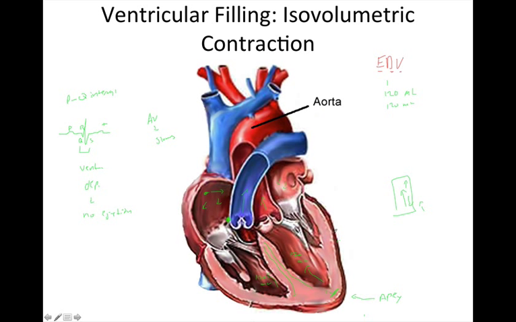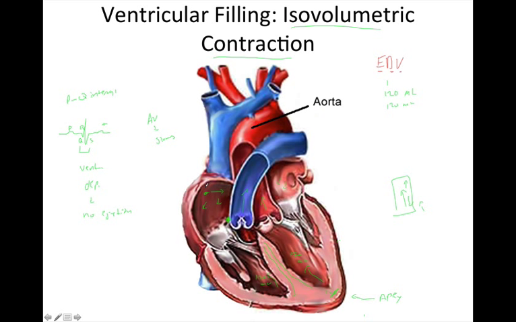Okay. Now, remember before I said that during ventricular depolarization there is no ejection occurring. Okay, there's no ejection occurring. So basically what the ventricles are doing during the first phase of ventricular filling during the QRS complex, this is what's called isovolumetric contraction. Iso meaning the same, volume.